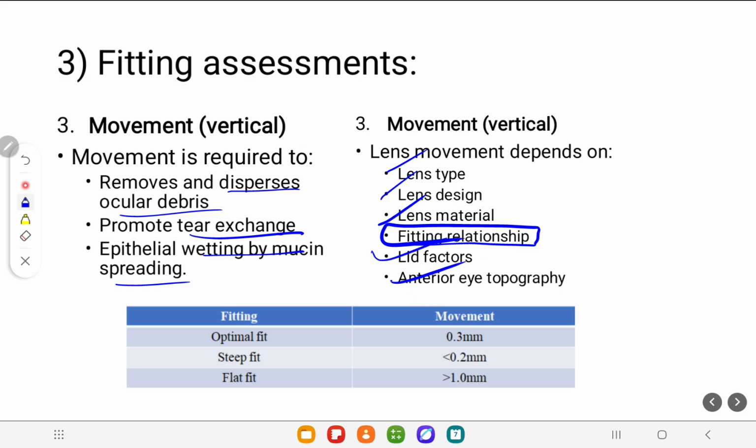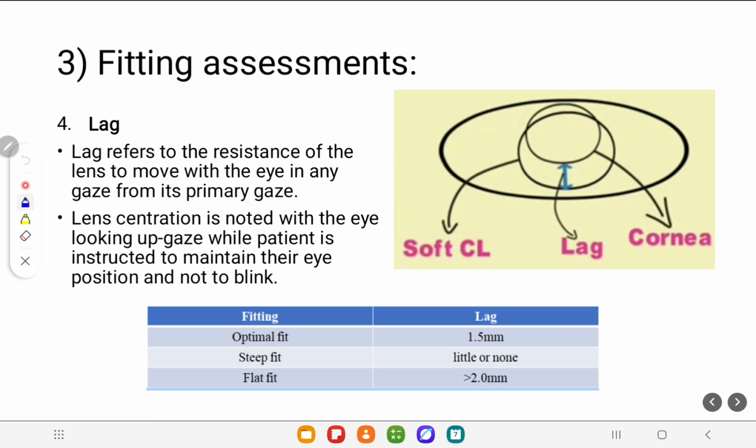What is the rough idea? Optimal fit movement is roughly 0.3 to 0.5 mm. A steep fit means less than 0.2 mm movement while blinking, and a flat fit means movement greater than 1 mm while blinking. Yes. And now, what is lag?